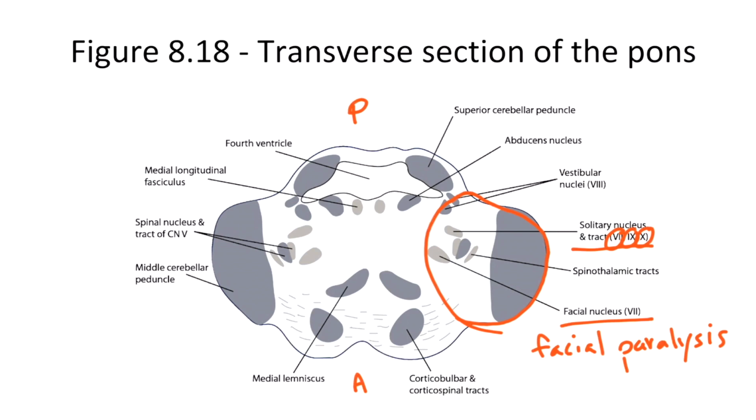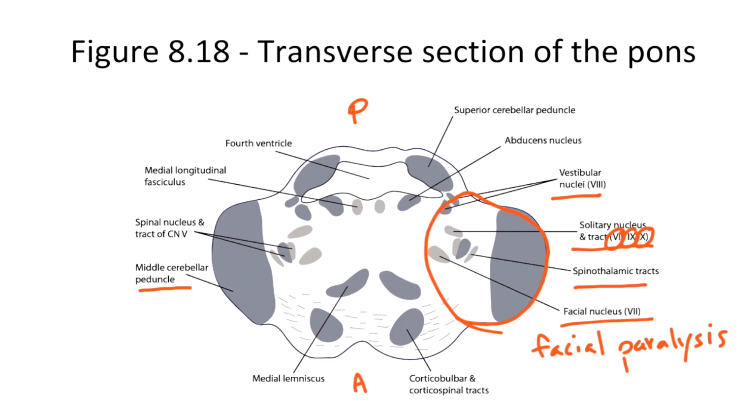So again, facial paralysis and taste deficits from the anterior 2/3 of the tongue are symptoms unique to lateral pontine syndrome. Also notice several other structures in the lateral pons, including the vestibular nuclei, the spinothalamic tract, and the middle cerebellar peduncle. The inferior cerebellar peduncle can also be damaged, which can't be seen on this image, but it's directly inferior to the middle cerebellar peduncle.